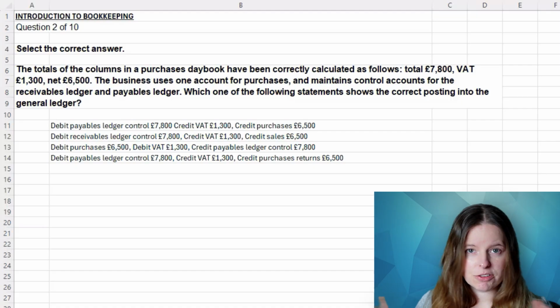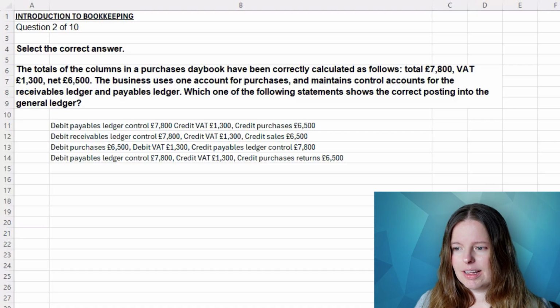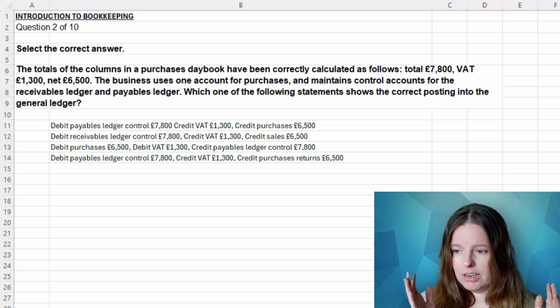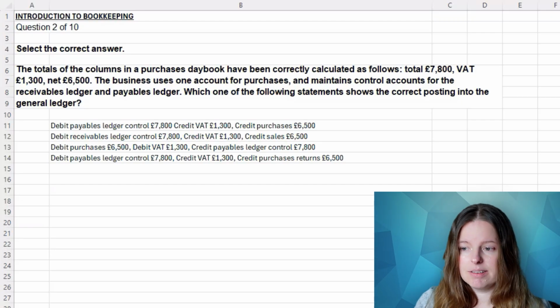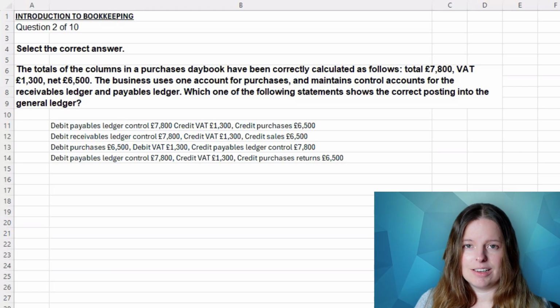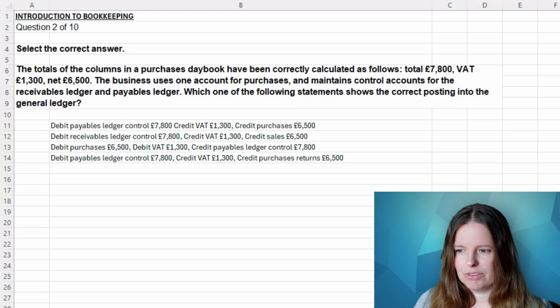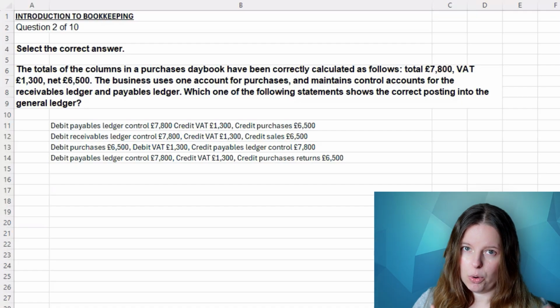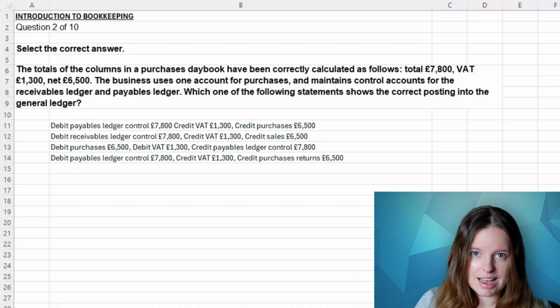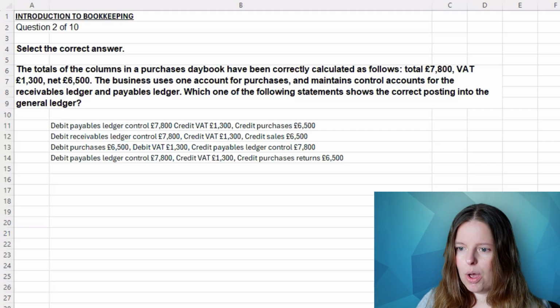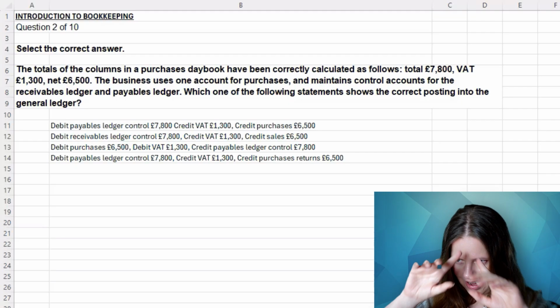Okay, so let's just break this down. Again, the receivables ledger is also known as the debtors control account. That's on the balance sheet, and that's where we're looking at all amounts due from customers. And then the payables ledger is also known as the creditors control account, and that's going to show us all of the amounts that we owe out to suppliers. So our receivables ledger is an asset and our payables ledger is a liability. So which one of these statements is going to be correct?